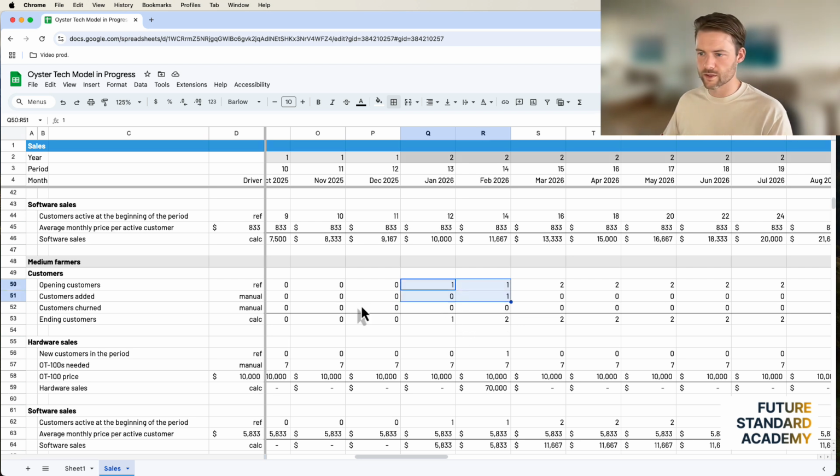And then you just manually put this in. You can see it's manual here. Ref, by the way, means reference. So this number's coming in from somewhere else. Manual is just you're going to input it, and then calc is calculation, right?